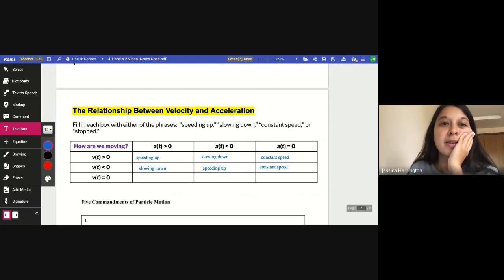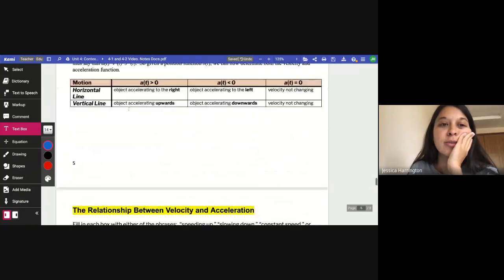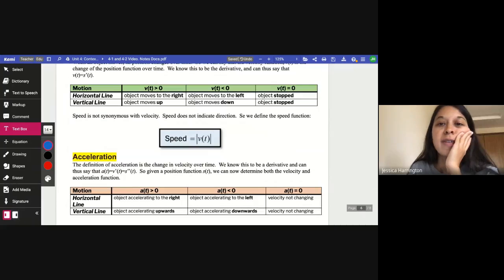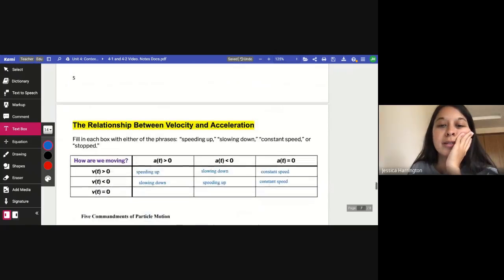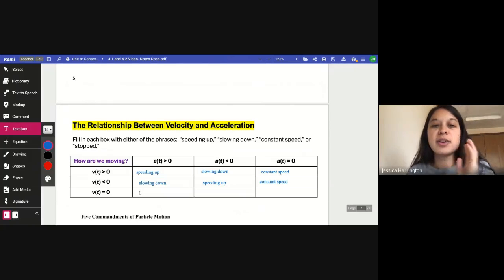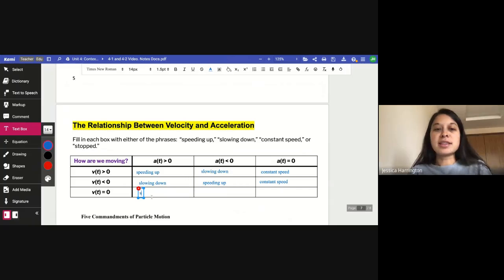All right, so what does it mean if the velocity is equal to 0? So let's come back up here. If the velocity is equal to 0, the object is stopped. It's not moving, okay? So now let's take that and add it to the idea of the acceleration being greater than 0, right? But does it matter? No, because the velocity equaling 0 means that the thing is stopped, right?